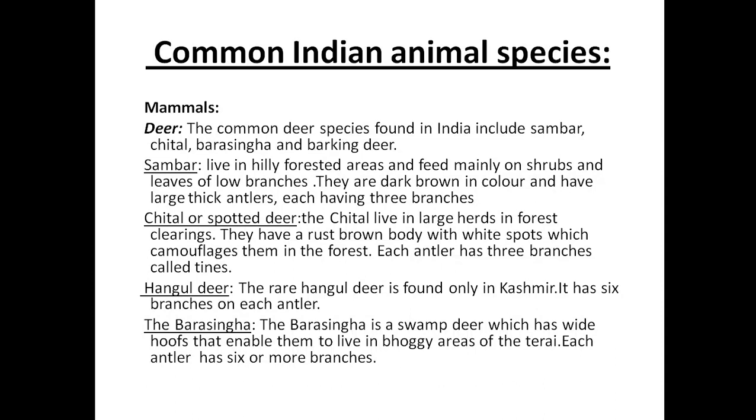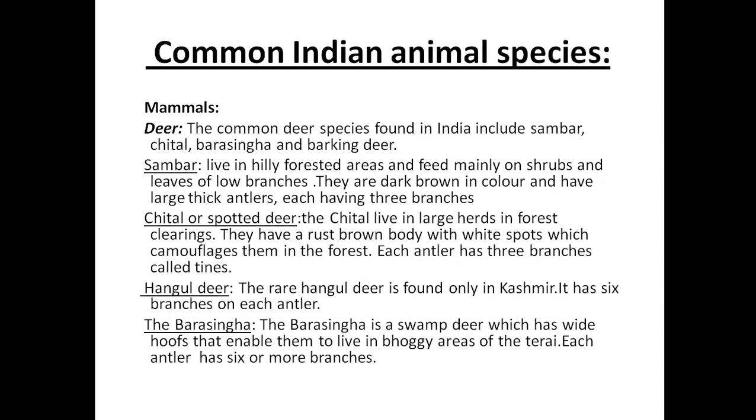For example, if you go for the sambar, it lives in hilly forested areas and feeds mainly on shrubs and leaves of low branches. They are dark brown in color and have large thick antlers, each having 3 branches. Then we have the cheetal or spotted deer, which live in large herds in forest clearings. They have a rust brown body with white spots, and each antler has 3 branches called tines.